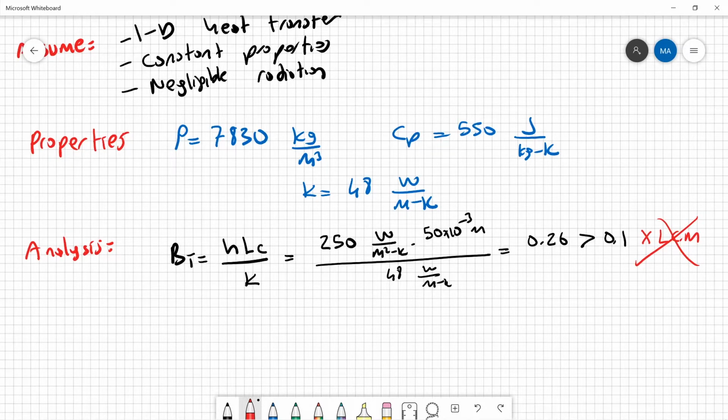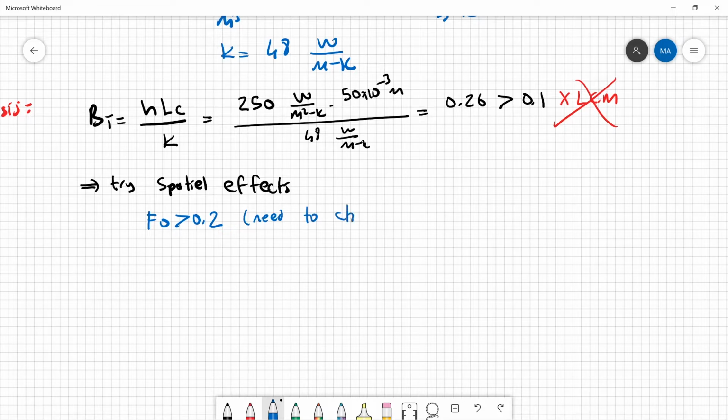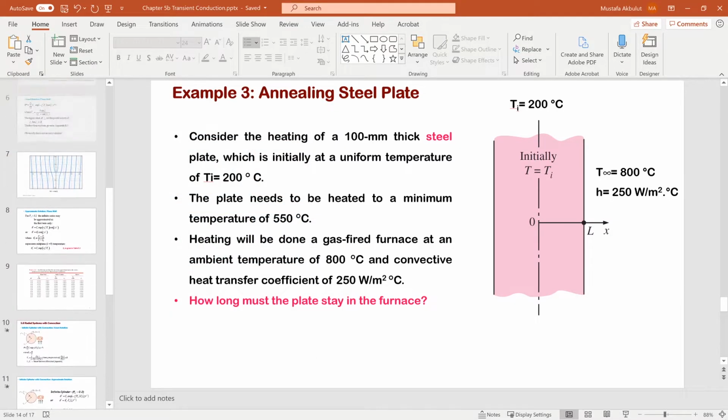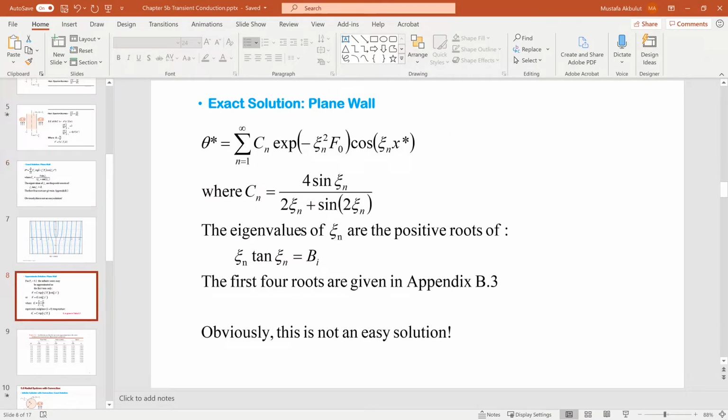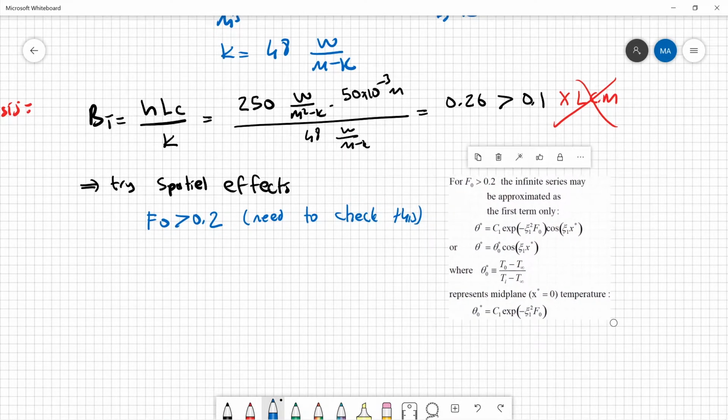As a next step, we need to try the spatial effects problem. Let's assume the Fourier number is greater than 0.2. That is our first assumption, and we need to check this. If the Fourier number is greater than 0.2 and we have a rectangular object, we already solved this problem and the solution was given to us. So we'll take this solution as given here.